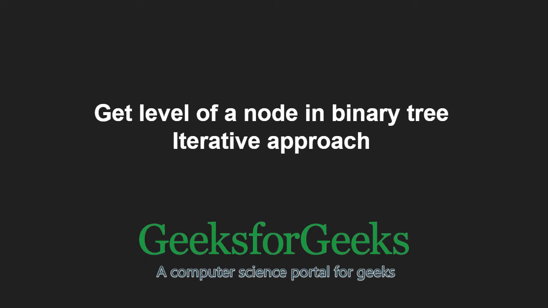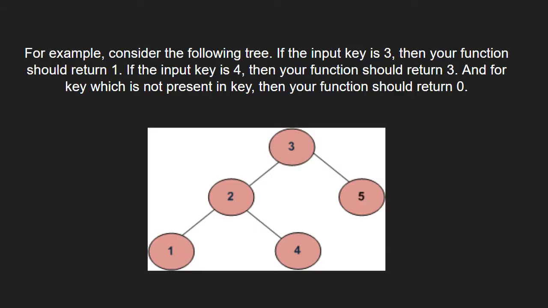In this video, we are going to understand the program which helps us in finding the level of a node in a binary tree iteratively. First, let us take an example. If the input key is 3, then the function should return 1. If the input key is 4, then the function should return 3. And for the key which is not present in the tree, the function should return 0.